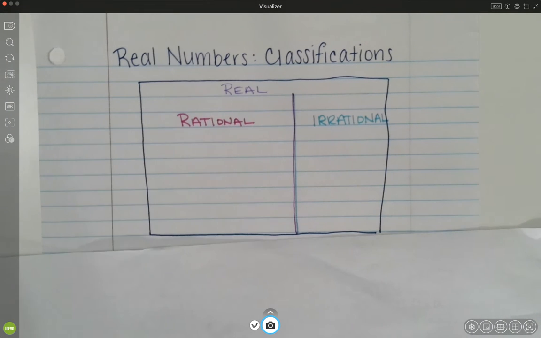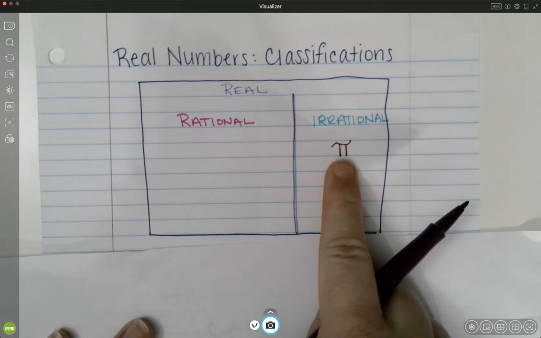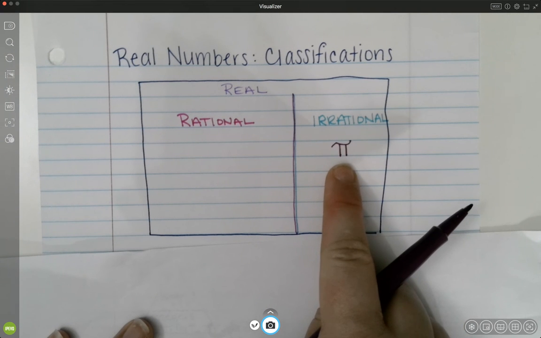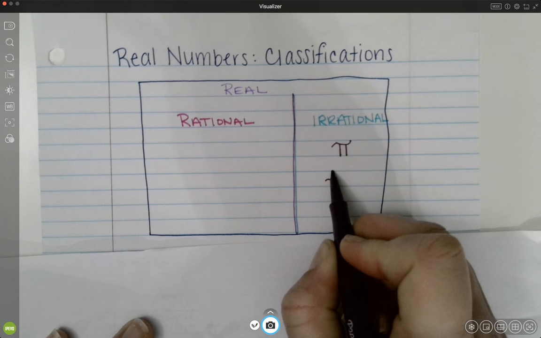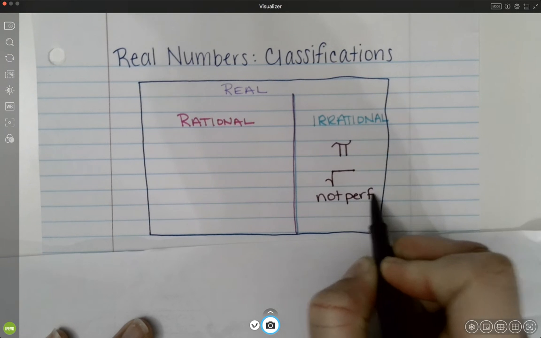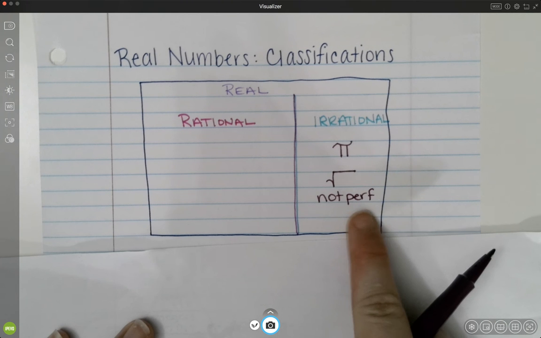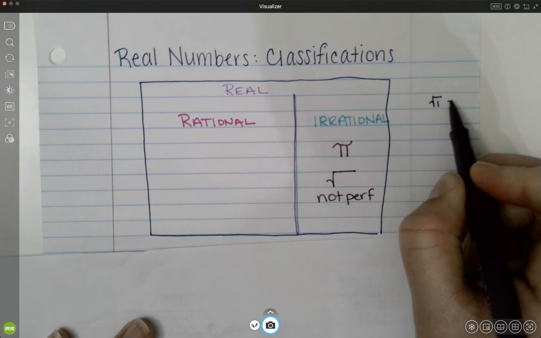The two things that are considered irrational are pi, because pi goes on and on and on forever and ever. It never repeats, never terminates. That makes it irrational. The other irrationals are square roots that are not perfect. In one of our lessons, we learned that perfect squares, the square root of 1, square root of 4, square root of 9, square root of 16, are all perfect squares. They create perfect numbers.